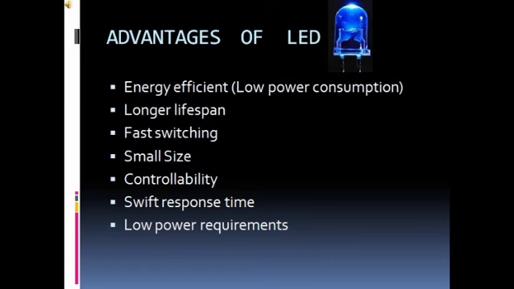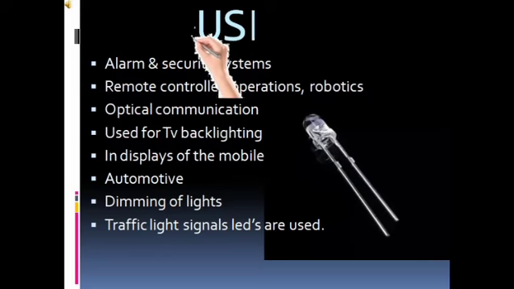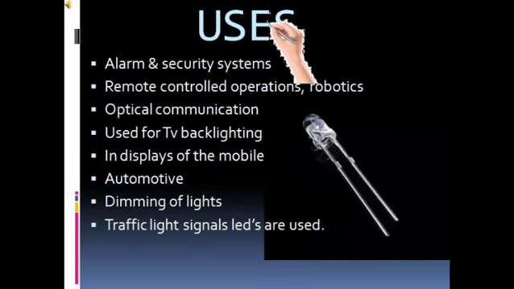Now let's talk about its uses also. It has use in alarm and security systems, then for remote controlled operations and robotics and optical communication. Then it is used for TV backlighting. It is also used in displaying messages on mobiles. It is used in automobiles also, like cars and bikes. Then we have dimming of lights and the traffic light signals that we see on the roads. LEDs are used there also.